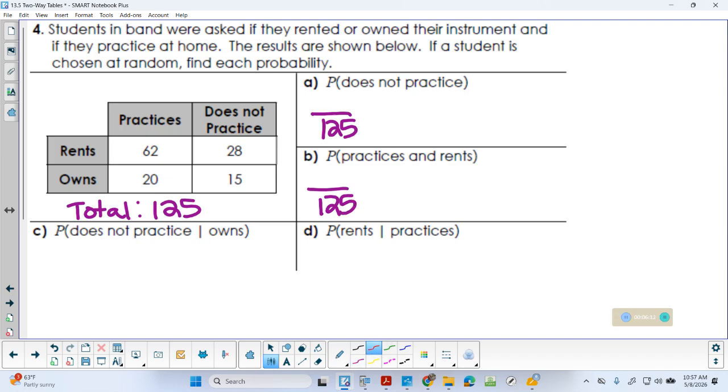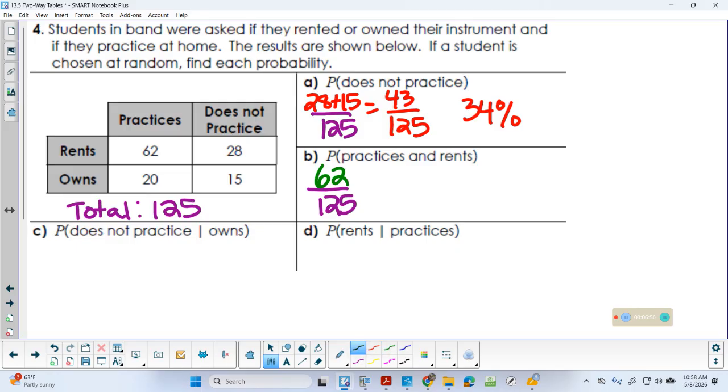Probability does not practice. How many total kids don't practice at all? Just give me the number. 43. So does not practice is my 28 and my 15, or 43. And you could leave it like that. It doesn't reduce. If you want to give a percent, I heard 34%. Doesn't matter to me. Do what you want. Okay, practice and rents. 62. Now, 62 over 125 doesn't reduce. You could leave it just as it is. If you want to give a decimal or percent, you do you. I don't care, whatever.